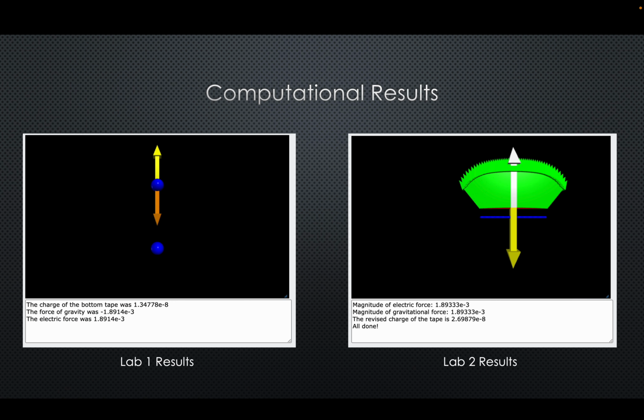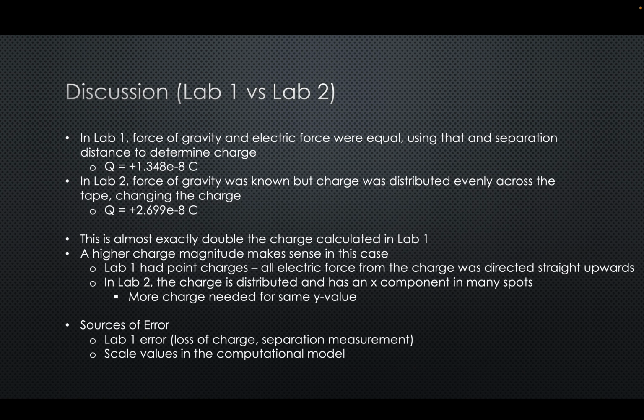On the left you can see the lab 1 results, modeled as point charges. And on the right, you can see lab 2 results where multiple arrows from multiple sums dq are all acting together to create that net electric force. In lab 1, the charge was found to be 1.348 times 10 to the negative 8 coulombs, but in lab 2, it was found to be about 2.699 times 10 to the negative 8 coulombs, almost exactly double that of lab 1.